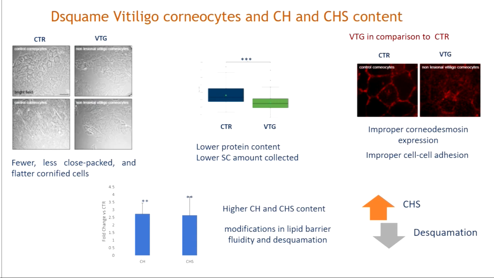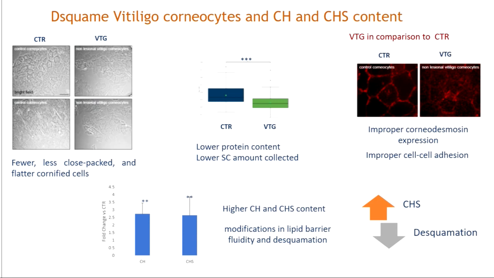What we demonstrated ex vivo, just collecting with the squamous scotch tape, is a difference in the amount of corneocytes collected from the skin of normal individuals and those from the pigmented skin of vitiligo patients. So, there is a more compact stratum corneum in the vitiligo patients.